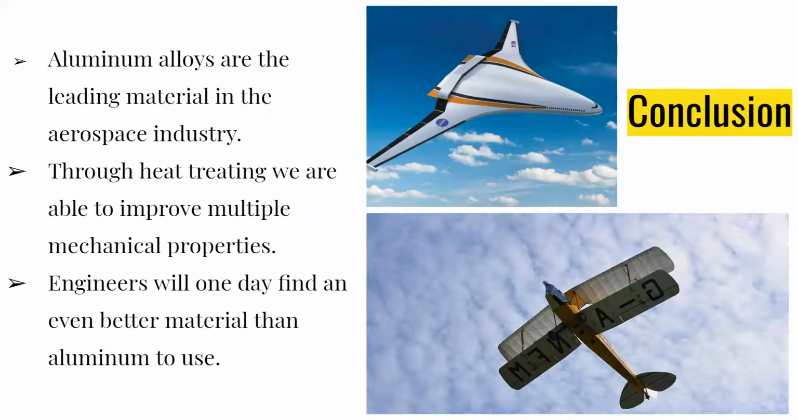It's crazy to think that aluminum foil and aluminum in airplane wings come from the same metal, but through heat treating, we are able to improve multiple mechanical properties. Engineers will one day find an even better material than aluminum to use.